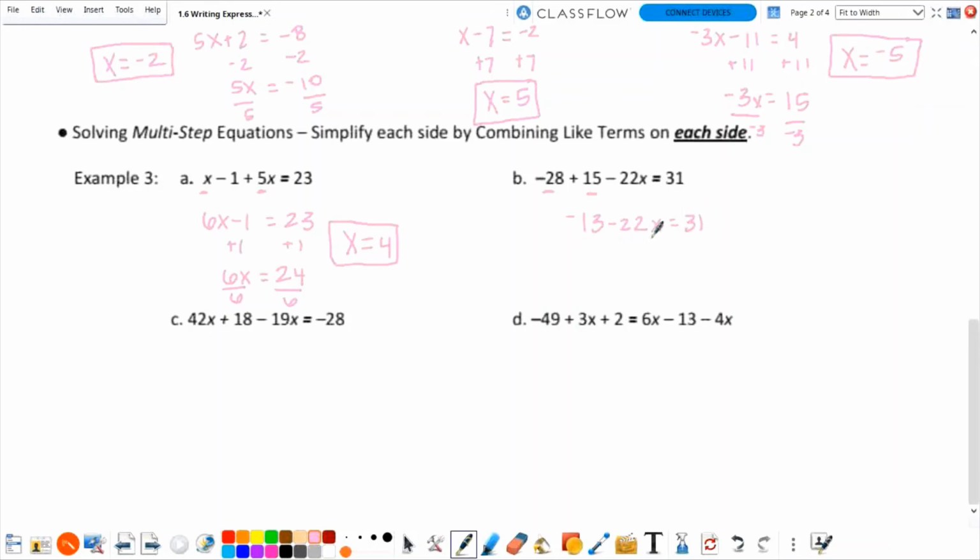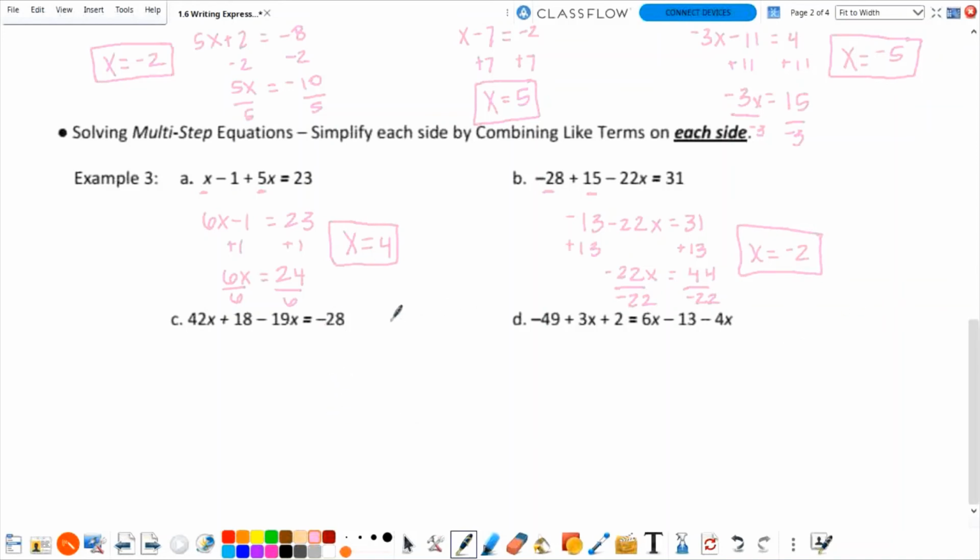And we're solving for x, so the first thing we need to do, add 13 to both sides. So we have negative 22x equals 44. And then to get x alone, we can divide by negative 22. And we get x equals negative 2. 44 divided by negative 22 gives us negative 2.